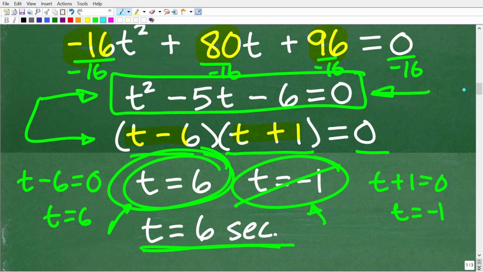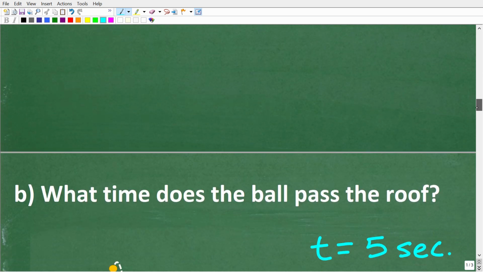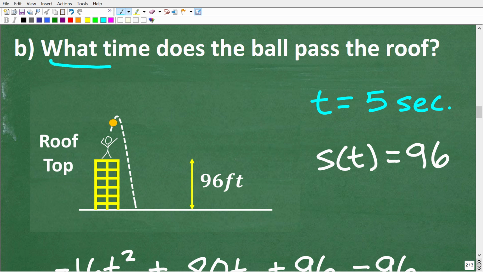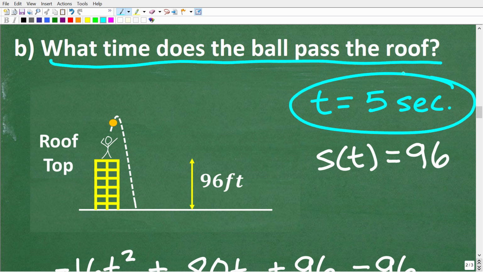Some of this stuff, of course, is going to require calculus, but let's take a look at our next question here, and that is B. Okay, so what time does the ball pass the roof? Well, the correct answer here is 5 seconds. Now, what are we thinking about? Well, here is the ball. The ball is starting its journey at 96 feet.